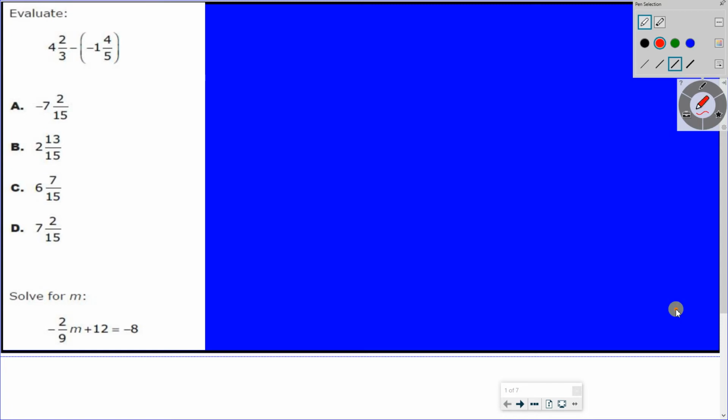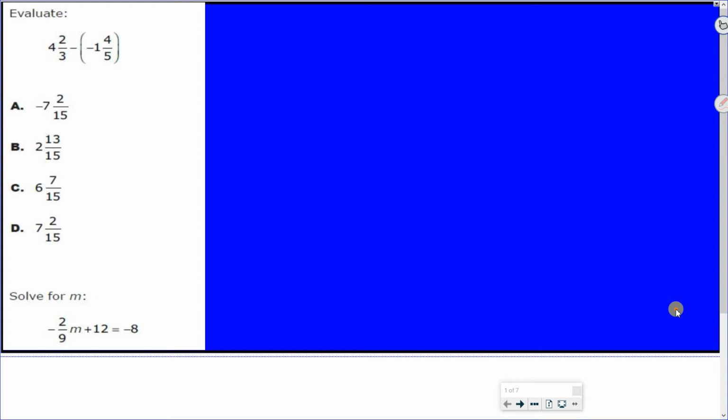So let's get ourselves set up. We want to use red since we've got the blue background. All right, so the first problem was 4 2/3 minus a negative 1 4/5. Okay, so we write the problem. 4 2/3 minus a negative 1 4/5.